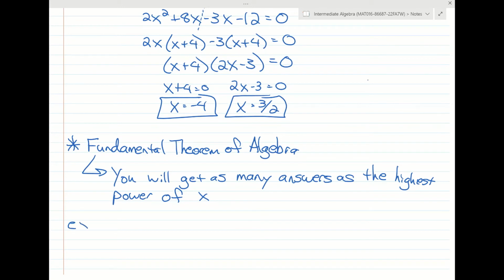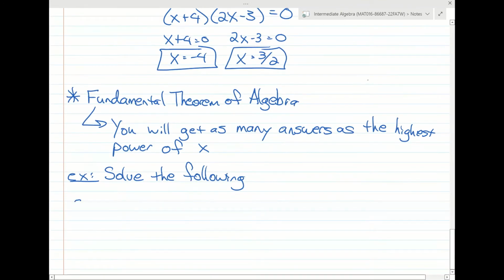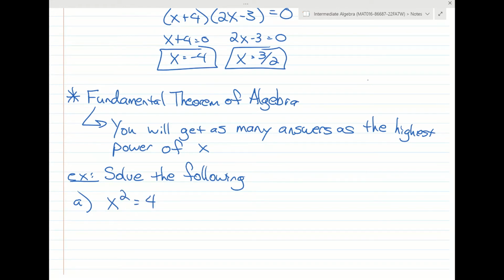Let me show you what I mean here. What if we asked you to solve the following? Then we had x squared is equal to 4. What we want to do is we always want to make it equal to 0. So we'll make it x squared minus 4 is equal to 0.